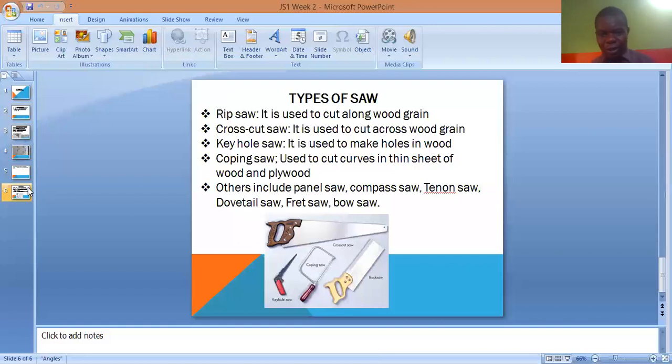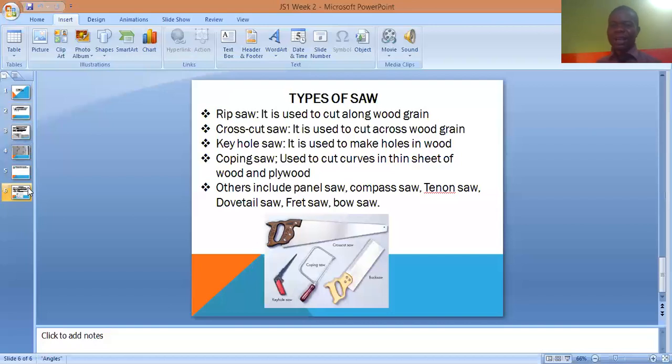The one you're seeing on top there is the cross-cut saw that is used to cut wood across the grain. Then you have the coping saw I've talked to you about. Then you have the keyhole saw used to cut wood. Then this one is the back saw.